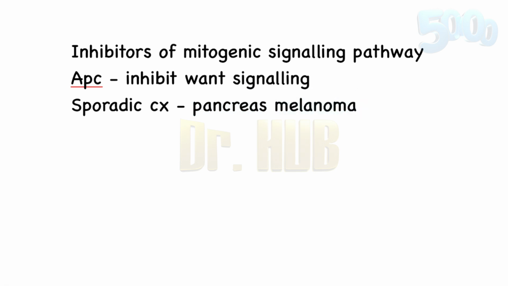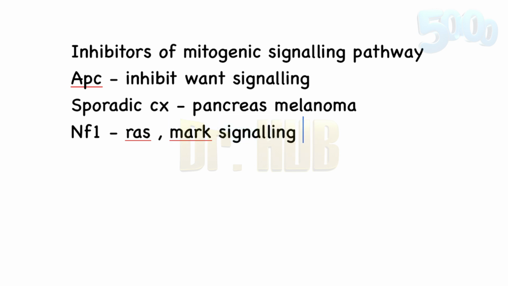Now, moving on to the NF1. NF1 is neurofibromatosis, and the function is the inhibitor of the RAS. So it's a RAS inhibitor as well as the MAPK signaling. The familial syndromes include neurofibromatosis type 1, the neurofibromas, and the malignant peripheral nerve sheath tumors. Sporadic cancers include neuroblastoma as well as juvenile myeloid leukemia.